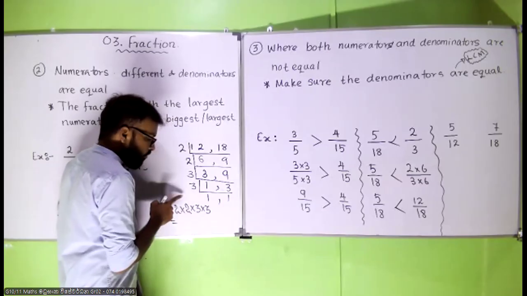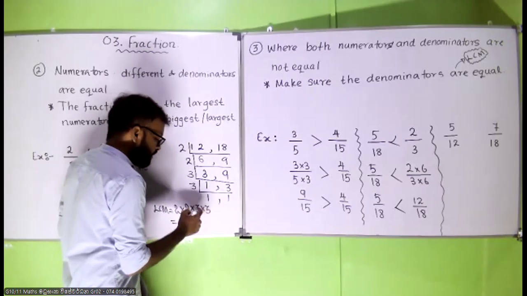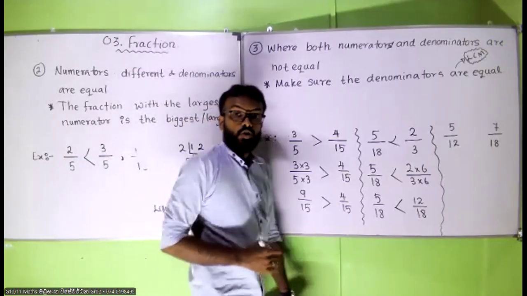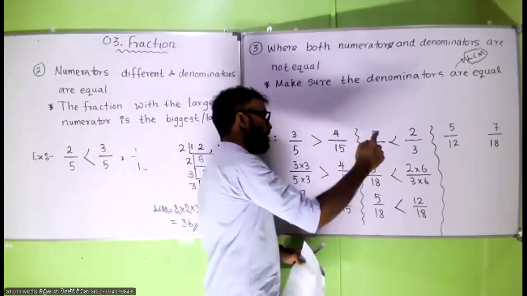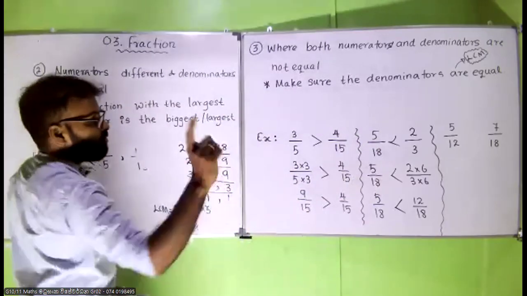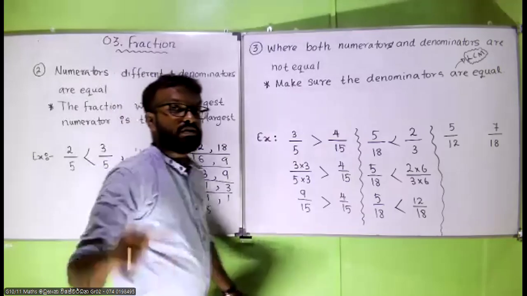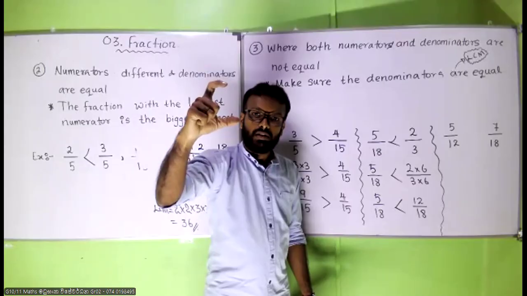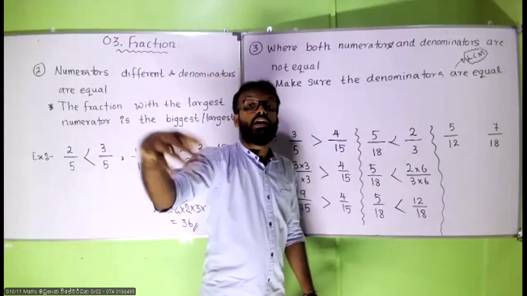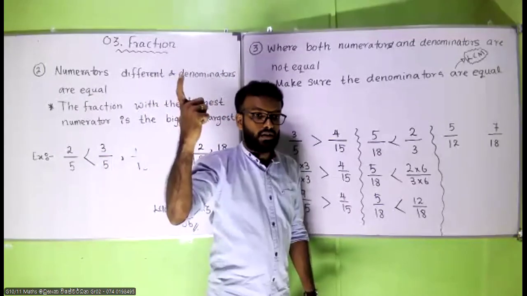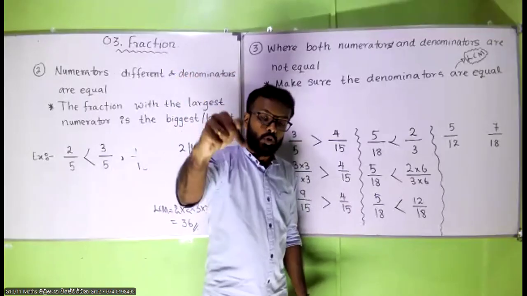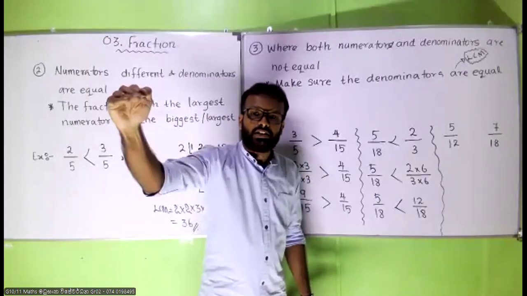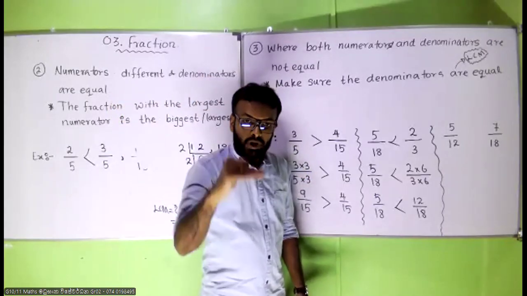Right? 2 times 2, 4. 4 times 3, 12. 12 times 3, 36. Right? 36. So you need to convert your 12 into 36, your 18 into 36. Because the LCM, least common multiple, is your common denominator. Keep that in your mind, so that it will help you to simplify any fraction in a proper manner.